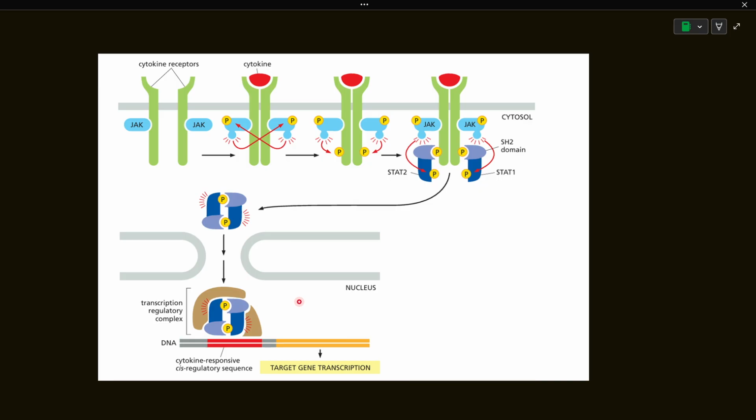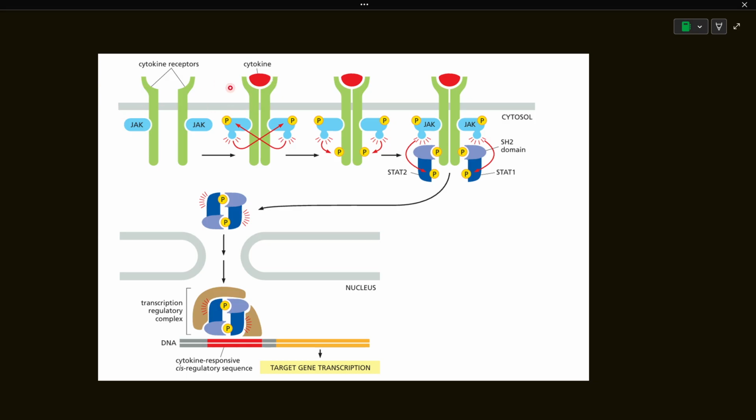So, cytokine-mediated signaling, which uses the JAK-STAT pathway. This is how it works. The cytokine receptors are present on the plasma membrane of the cell, and they are associated with the Janus kinases, the JAK proteins. Those kinases are stably associated with the intracellular part of the receptor.